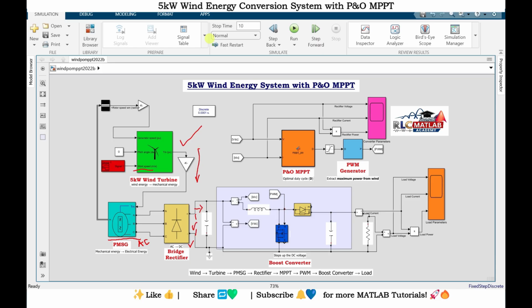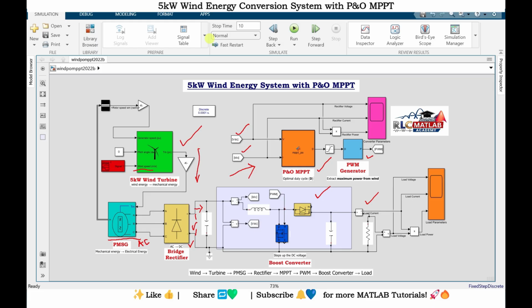The rectifier voltage VDC and rectifier current are sent to the PO MPPT controller. This PO MPPT generates the optimal duty cycle. This duty cycle is given to the PWM generator. The PWM generator generates the pulses for the boost converter. The boost converter increases the voltage, that is low voltage into high voltage, and this is given to the load side.